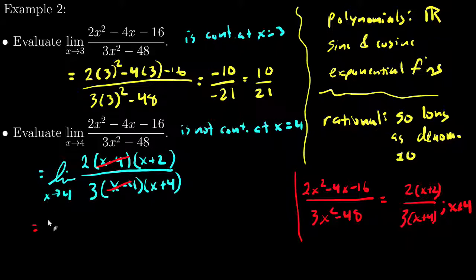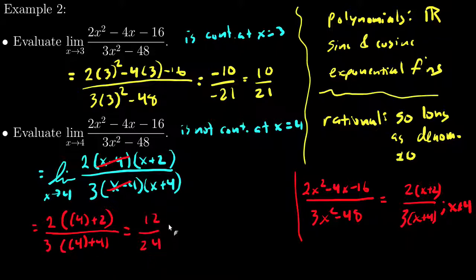And so I get it equal to the value of 2 times 4 plus 2 over 3 times 4 plus 4. 4 plus 2 is 6 times 2 is 12. 4 plus 4 is 8 times 3 is 24. And in here, I will end up getting, let me make sure I do this correctly, alright, 1/2.